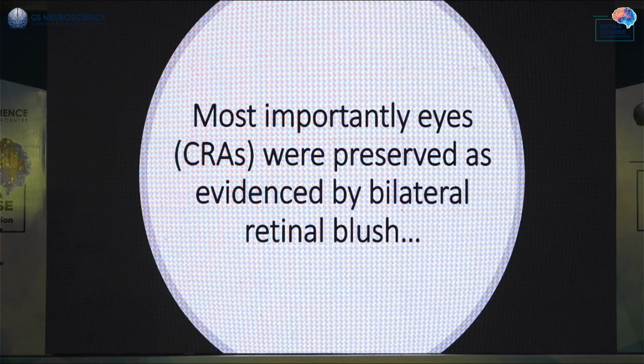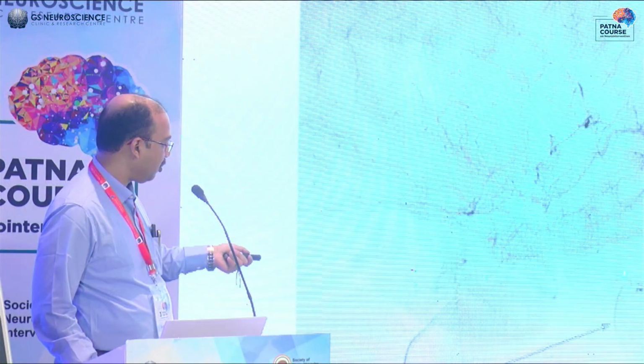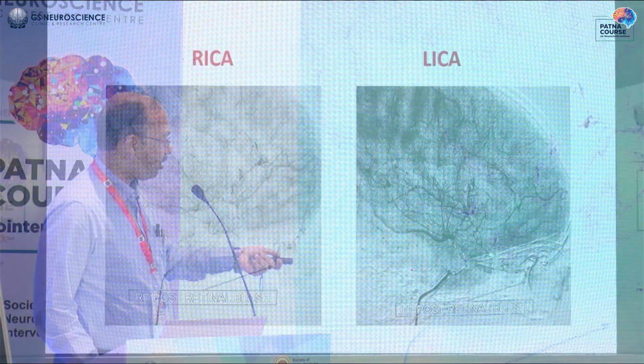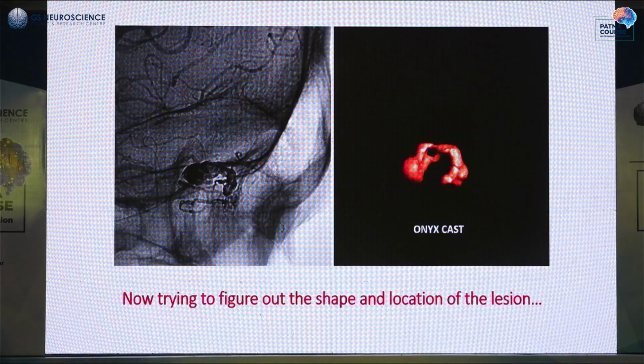And obviously the eyes were preserved because we were working far ahead of the origin of the neural branches of the ophthalmic. And this is the choroidal blush, as Rahul said, not from the CRA but from the long ciliaries. And this is the cast of the material that we have put here.